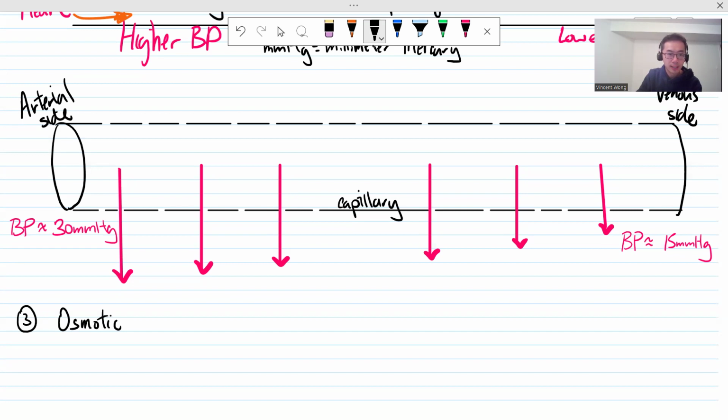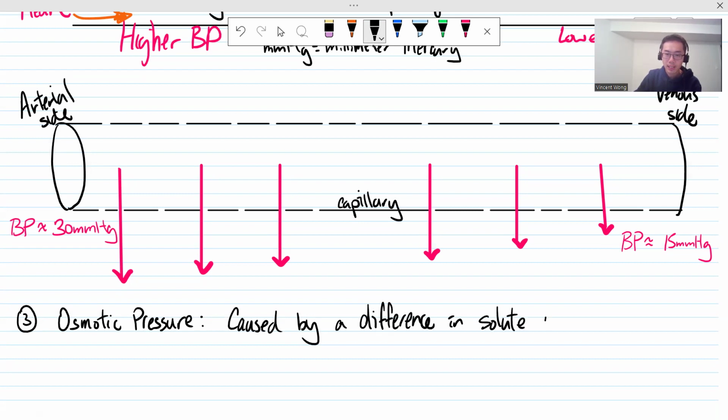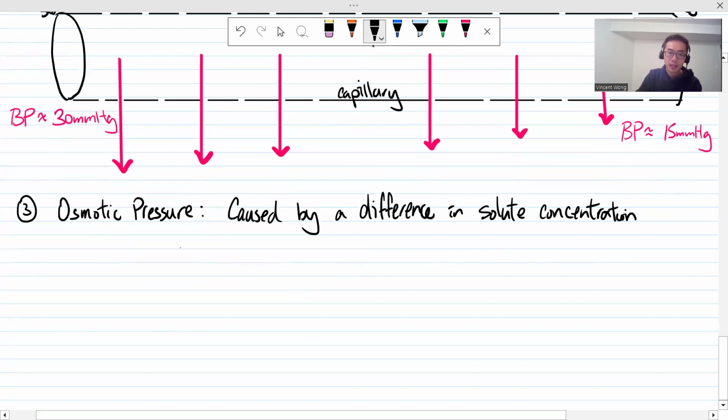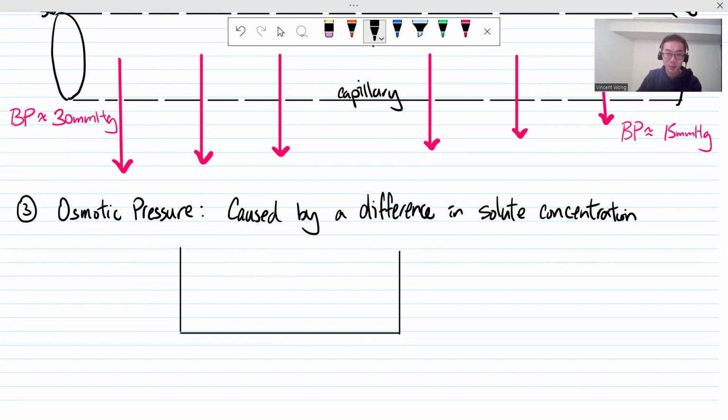Osmotic pressure. Osmotic pressure is generated, or we can say caused by a difference in solute concentration. You might remember this discussion last semester. At least I hope you do.